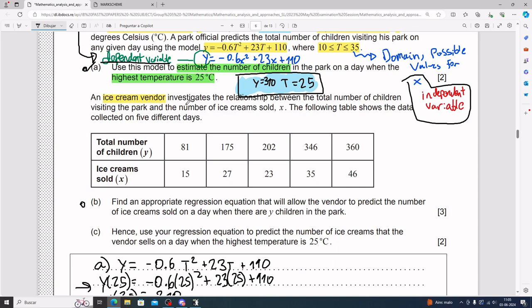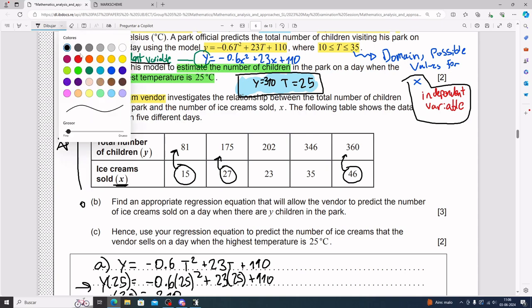Basically the ice cream vendor is telling you that when there are 15 ice creams sold, there are around 81 children. When there are 27 ice creams sold, there are around 175 children. When there are 46 ice creams sold, there are 360 children. So he's saying that ice cream is X, and he wants to see, by changing the amount of ice cream sold, how does that affect the total number of children? This is just for the ice cream vendor.